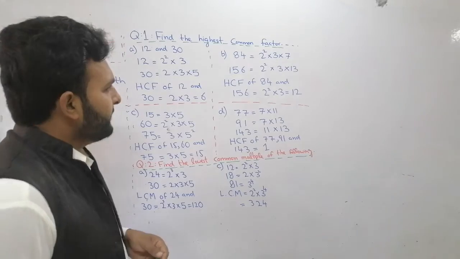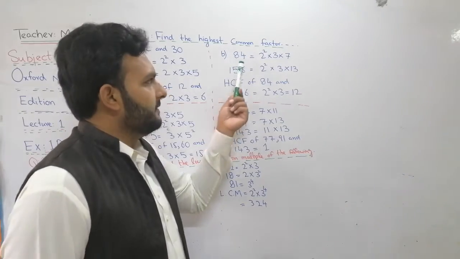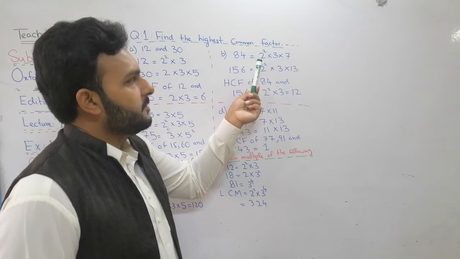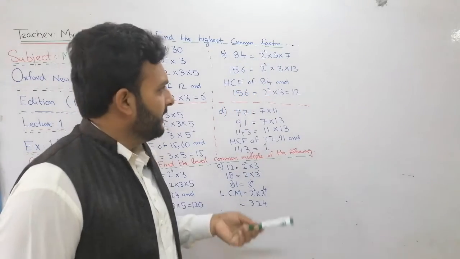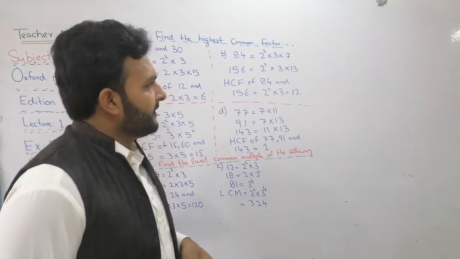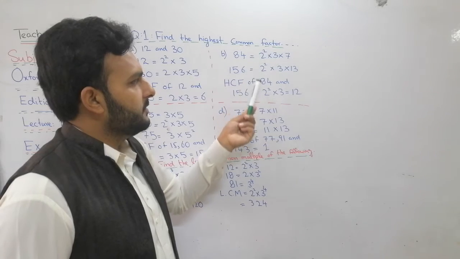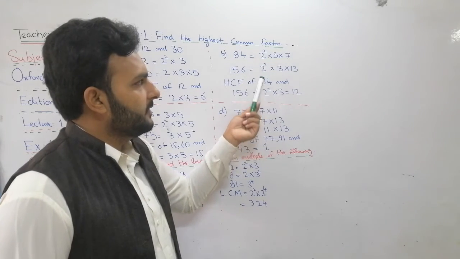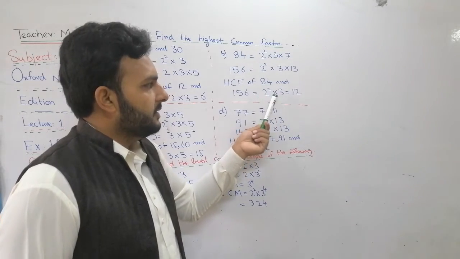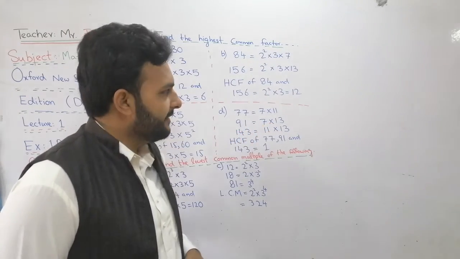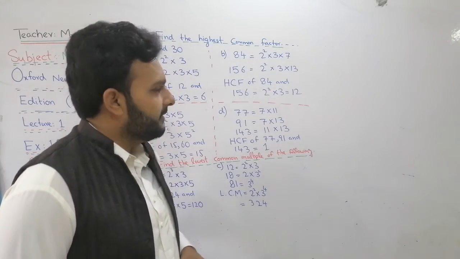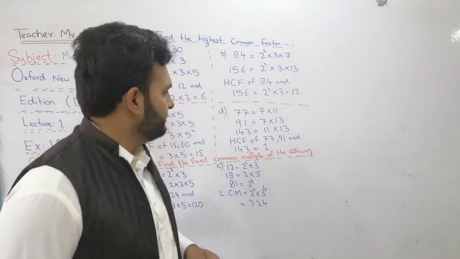Clear, all the students? Now we'll take 84. The prime factors of 84 are 2 into 2 into 3 into 7, and of 156 are 2 into 2 into 3 into 13. So 2 power 2 is common, and 3 is also common. So 2 power 2 into 3 is equal to 12. So 12 is the highest common factor of 84 and 156.